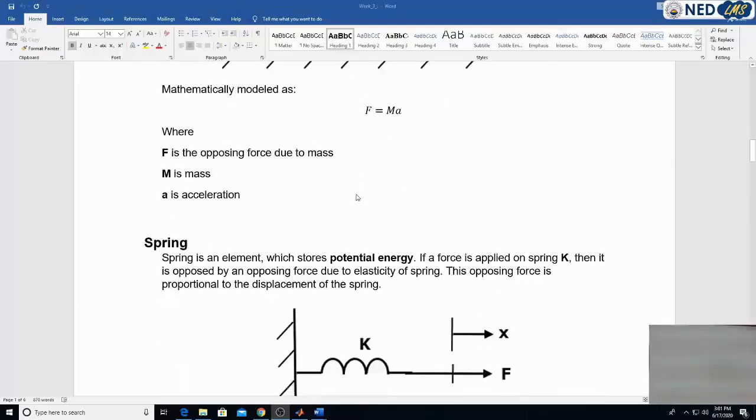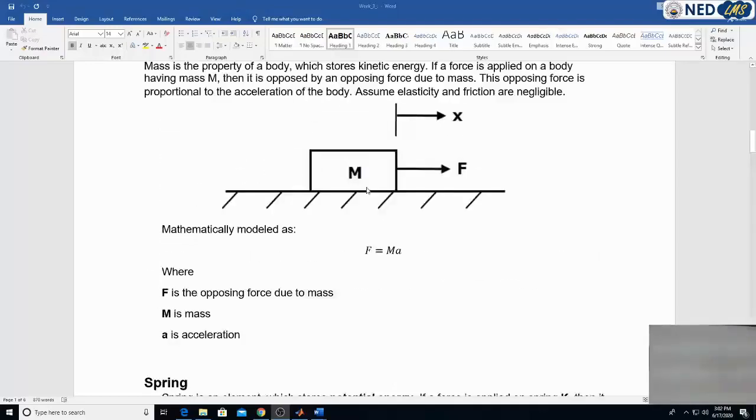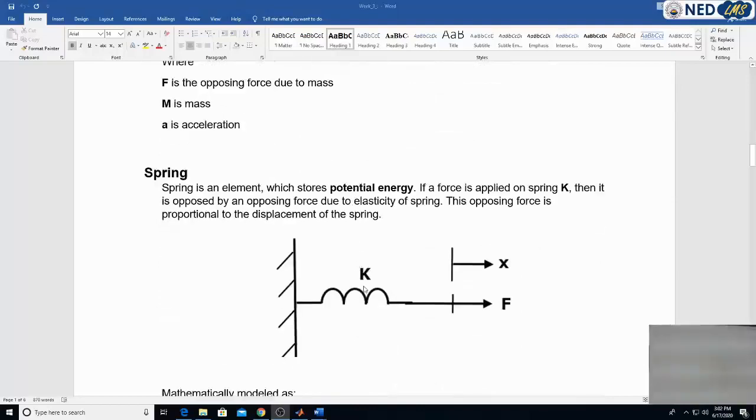Similarly, when we move toward the spring, this is the second major element available in the mechanical translational system. Spring is the element which stores potential energy. Whenever you stretch the spring or compress it, potential energy is stored. We discussed that mass stores energy by virtue of motion. Similarly, the spring stores energy by virtue of displacement. Whenever you compress, it displaces; whenever you expand, it displaces. So displacement is the major cause of the energy, and this energy is potential energy.